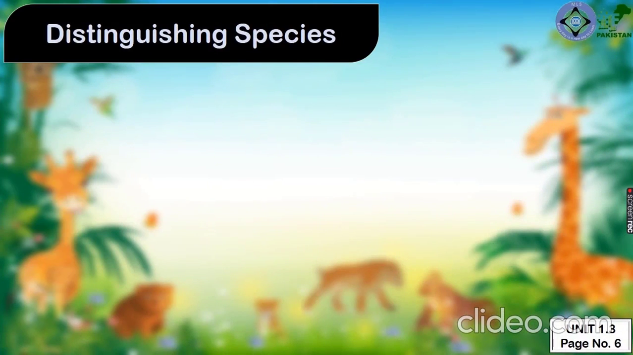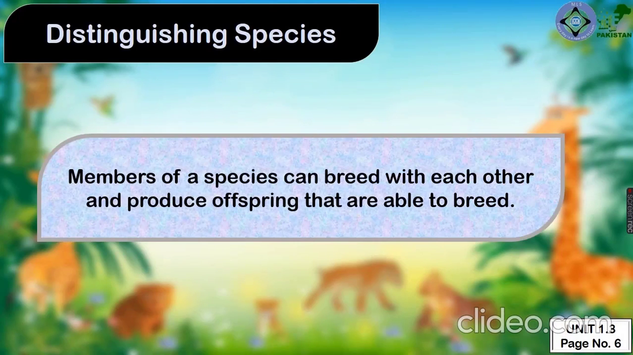I think now you can better understand this definition. Members of a species can breed with each other and produce offspring that are able to breed.